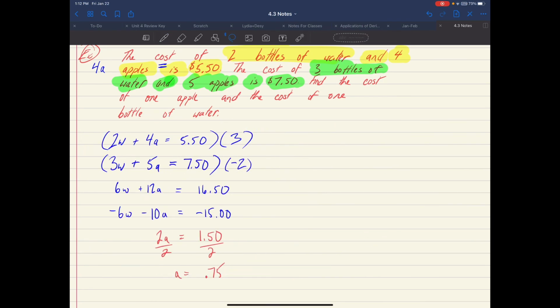So next we solve for water, and that's always the easier one. We just take one of these equations and plug in 0.75. For that, I will use the original equation. So let's use 2W plus 4A equals 5.50. That's what I'm going to use to plug in A. So 2W plus 4 times 0.75 equals 5.50. And then we just solve. So 4 times 0.75 is 3.